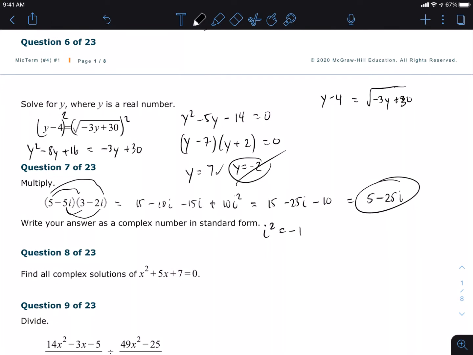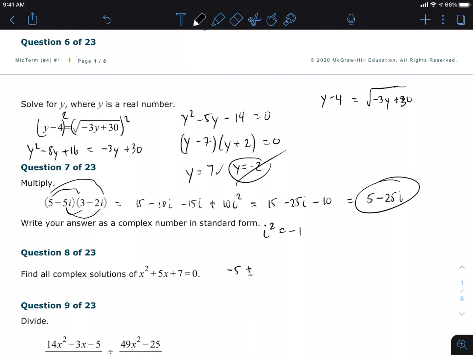Okay, it says find all complex solutions to this. So this isn't factorable, so this means we need to use the quadratic formula. So we're going to get negative 5 plus or minus the root of 25 minus 4 times 1 times 7 over 2. Oh, it is factorable. Silly me. So let's see. I'm going to get x plus... no. I must have done something wrong. That's funny.